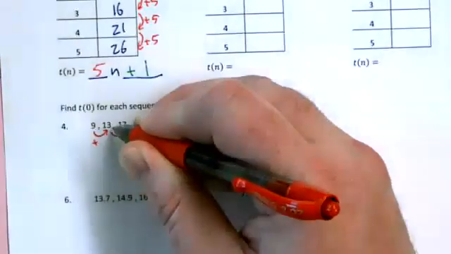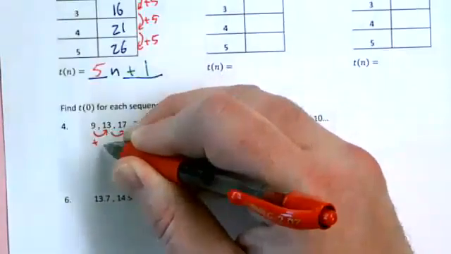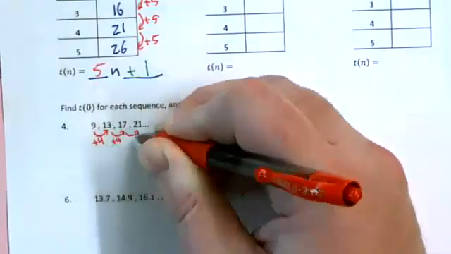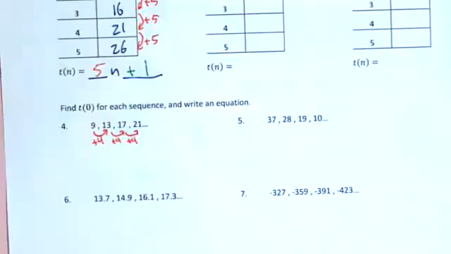9 plus 5 is 13. Oh, hang on, check that. 9 plus 4 is 13. There we go. Good save. Plus 4 for a common difference.